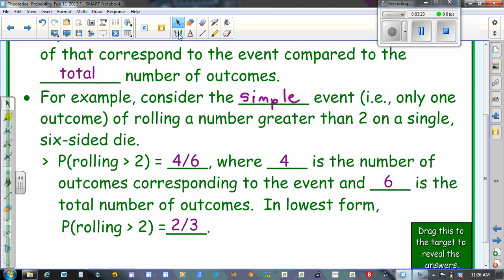So let's consider our event being rolling a number greater than 2. So using some notation, you can see rolling greater than 2, P standing for the probability. And with brackets, we generally read that as the probability of rolling a number greater than 2. So based on our knowledge, we know that's 4 out of 6, and 4 corresponds to the number of outcomes specific to the event, which is rolling a number bigger than 2, and 6 is the total number of outcomes. So in lowest form, we would say that's 2/3.